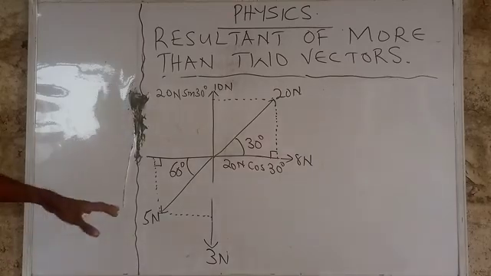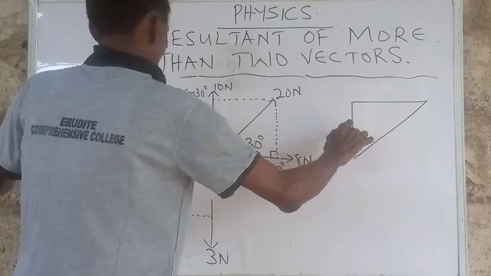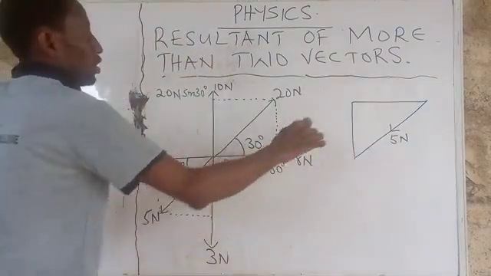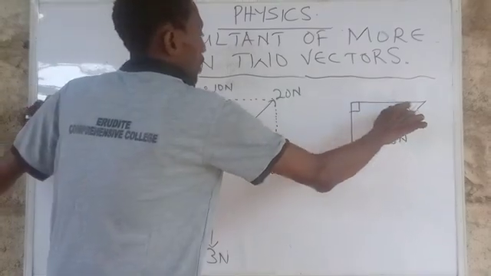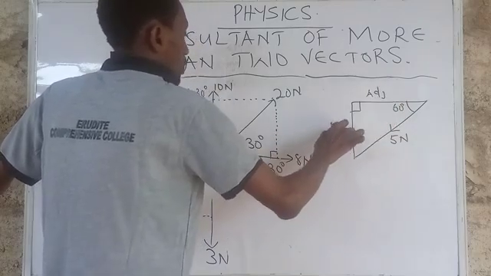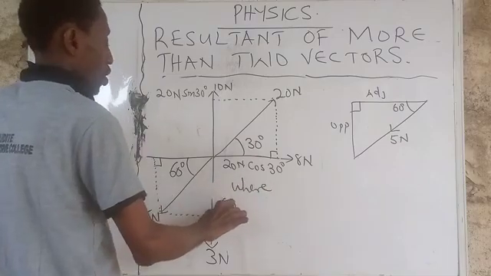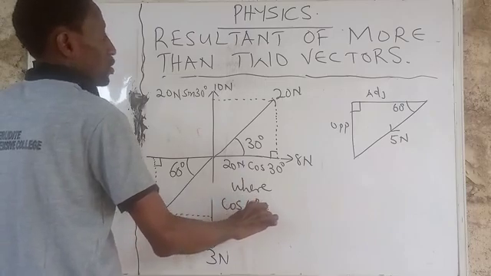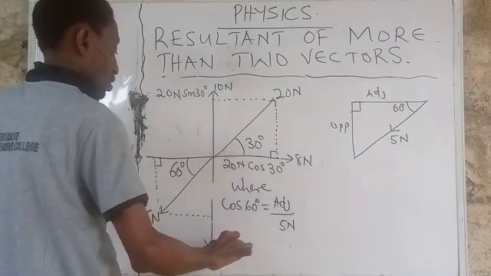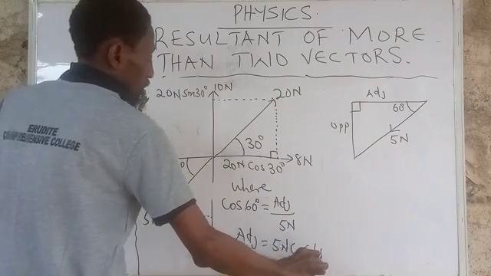So now for the 5 Newton, we have a triangle like this, where your hypotenuse is 5 Newton. This is your right angle, and then your theta here is 60 degrees. So obviously this is your adjacent, while this side will be your opposite. So cos 60 degrees is equal to adjacent all over hypotenuse. Your hypotenuse is 5 Newton. So make your adjacent the subject of formula. That will be 5 Newton cos 60 degrees.